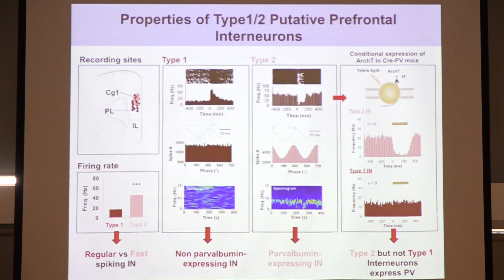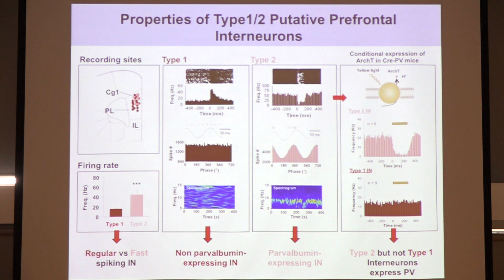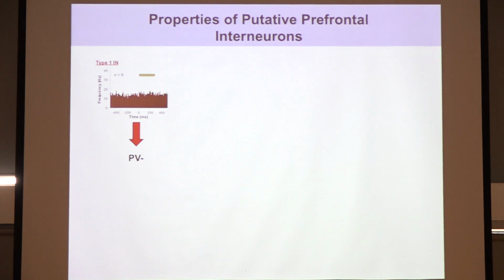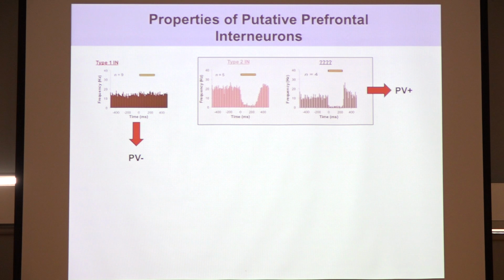So when I'm saying that type 2 are PV expressing interneurons, I'm not saying that all PV are type 2 interneurons. I will explain this in detail. So we know that the type 1 interneurons are not PV expressing interneurons. And among the PV interneurons, we were able to identify some were type 2 interneurons, but others were not identified.